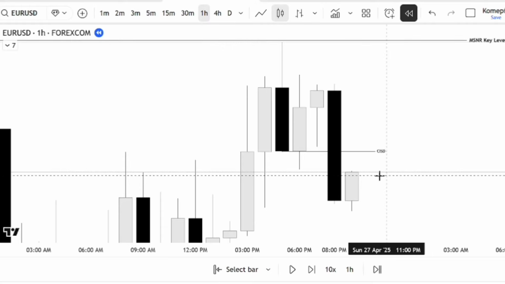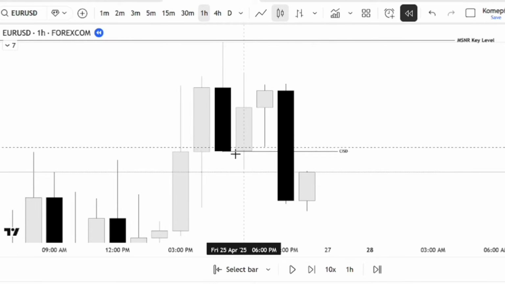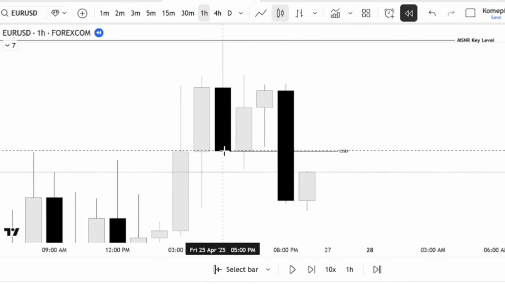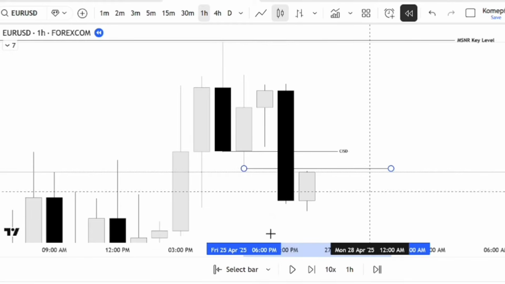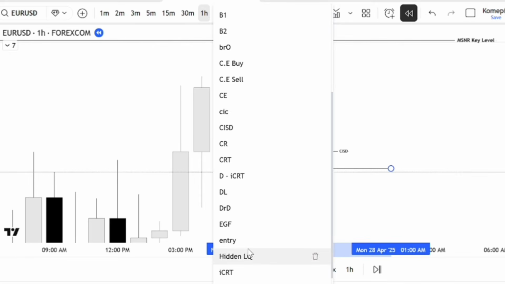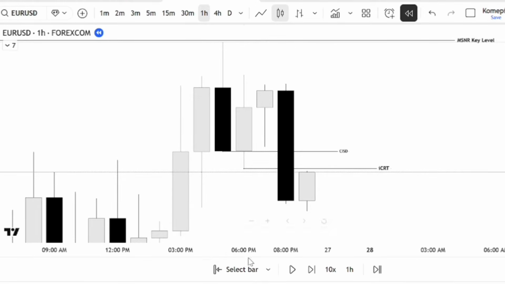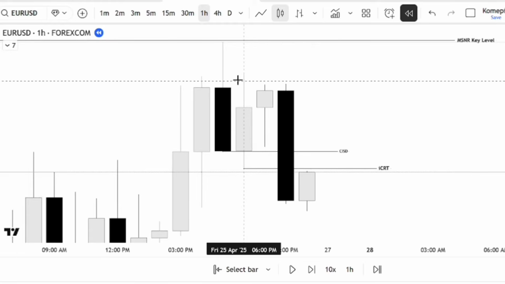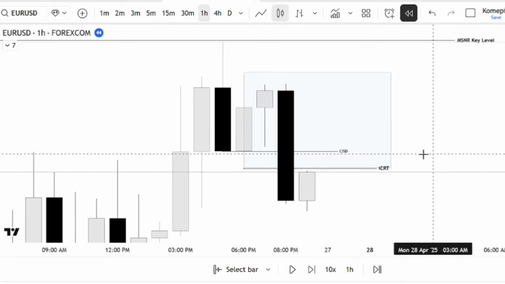Now, also, if you notice this area, we have the Komepips iCRT. What do we see here? We have this CRT, traditional CRT, and of course, the CRT failed. So because it failed, this becomes the Komepips iCRT. So because it's an iCRT, we have an additional confluence that price might likely respect the zone. So what zone is this? This is the whole zone that we are going to look out for selling opportunity.